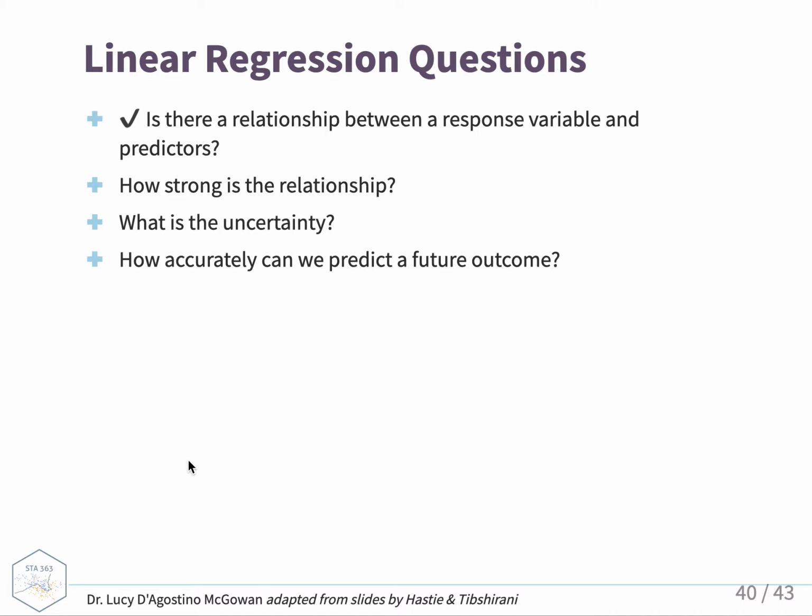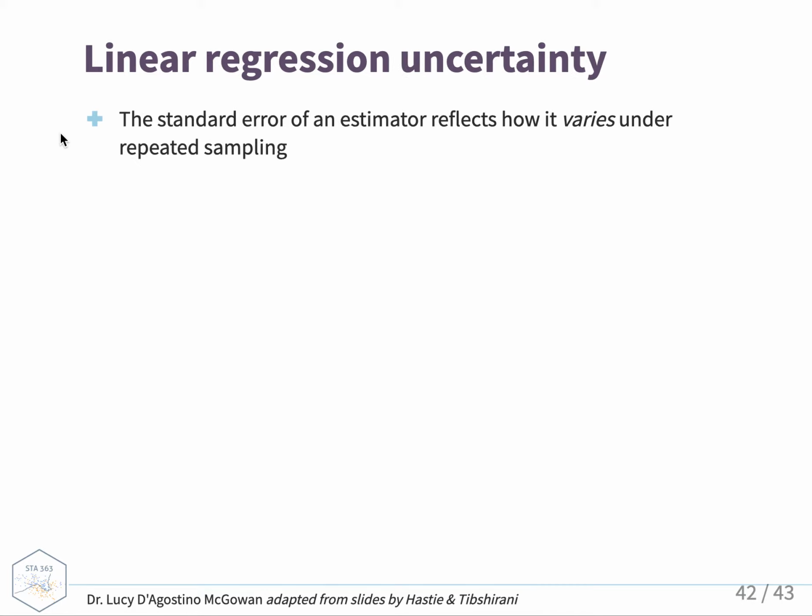So the types of questions that we ask with linear regression: is there a relationship between a response variable and predictors? How strong is that relationship? What is the uncertainty? How accurately can we predict a future outcome? And so this beta coefficient that we've been talking about is what gets at whether there's a relationship between a response variable and the predictors. And so then we have to actually get at how strong the relationship is and what the uncertainty is.